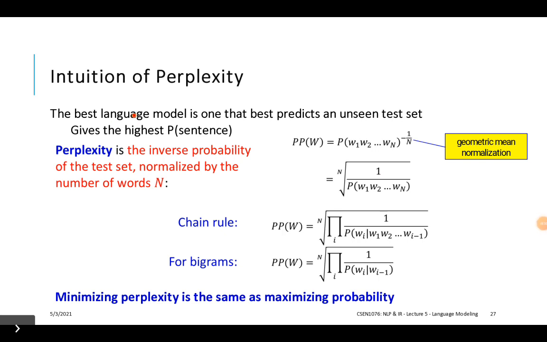So the best language model is the one that best predicts an unseen test set, giving the highest probability to a sentence that it has computed from the training set. So how can we measure perplexity?